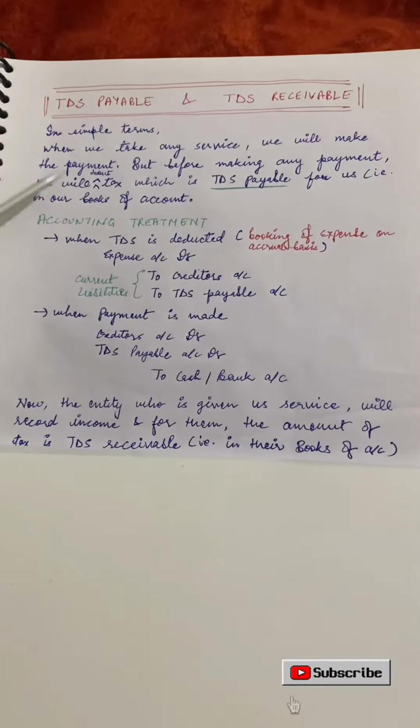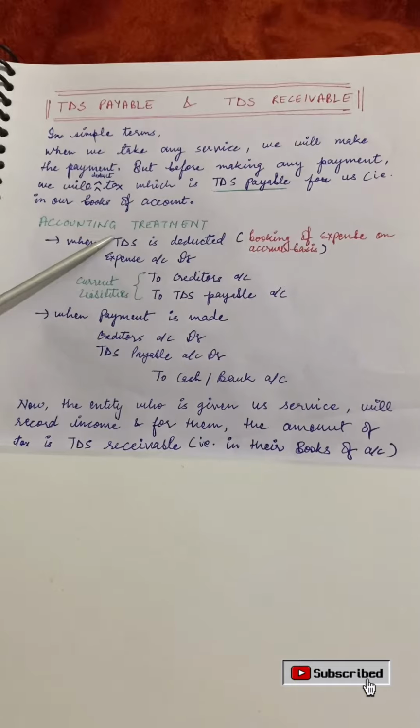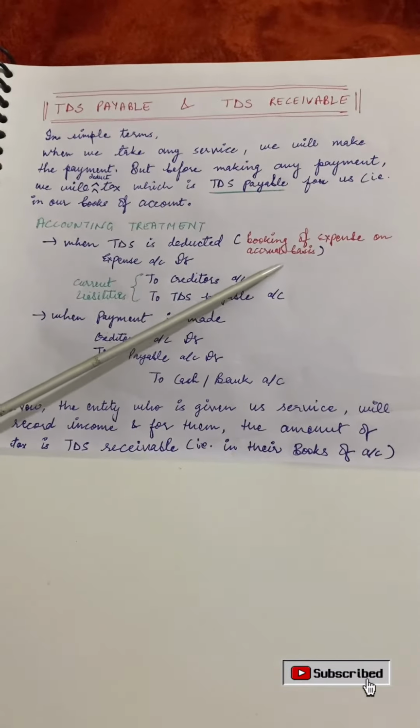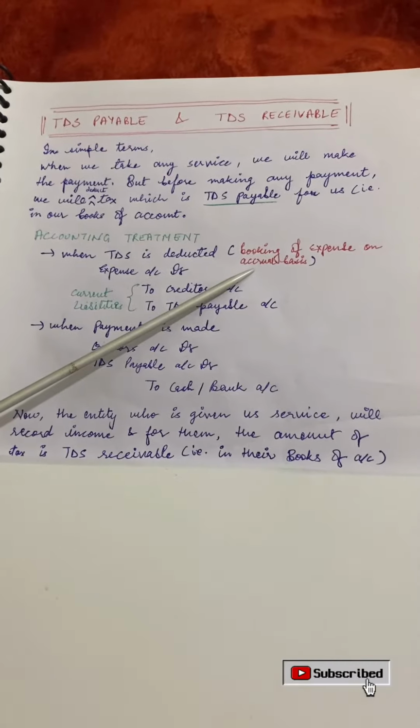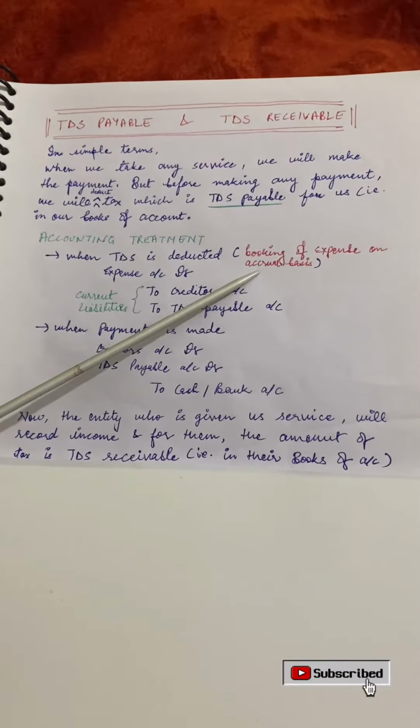So now let's understand the accounting treatment for TDS payable. So I'm assuming the books are being recorded on accrual basis. Comment down below if you know the meaning of accrual basis, and if not, I will prepare a separate video for that.